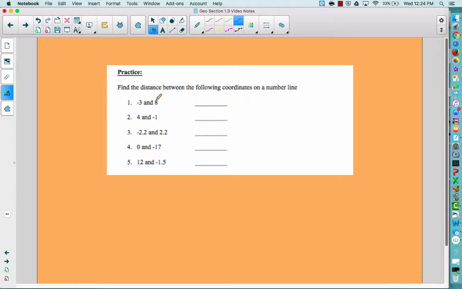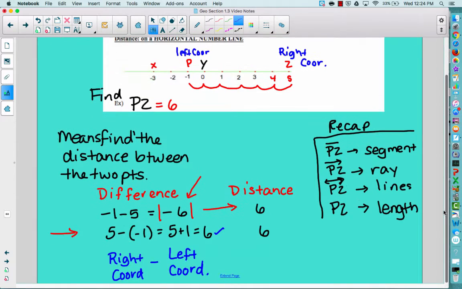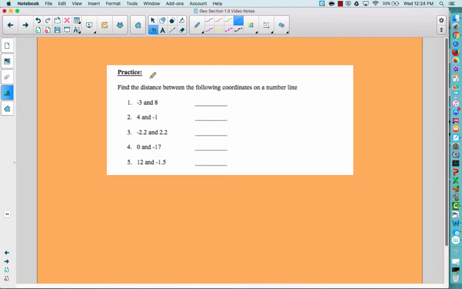First I'd like to picture that. I need to know that -3 is on the left side of the number line and 8 is on the right side of the number line. So if I use that concept of left minus right, or right minus left, like we did here, right coordinate minus left coordinate, then I could do 8, the bigger number, minus -3. That gives me 8 plus 3, which is 11.